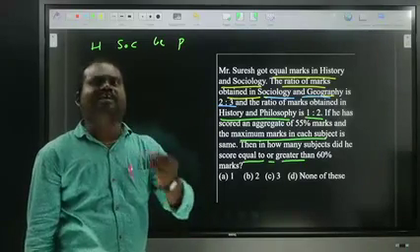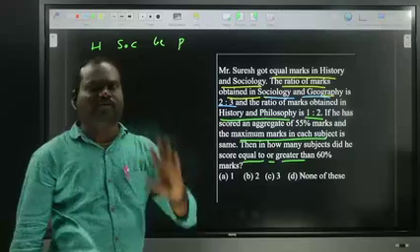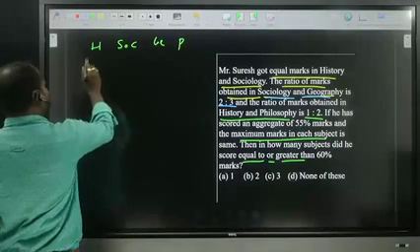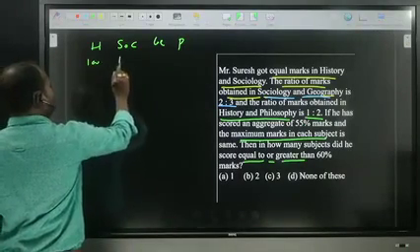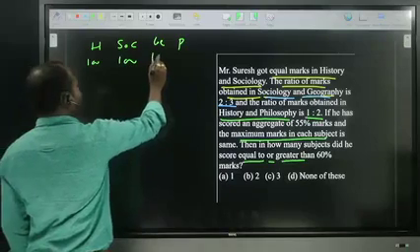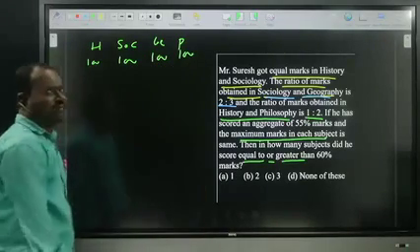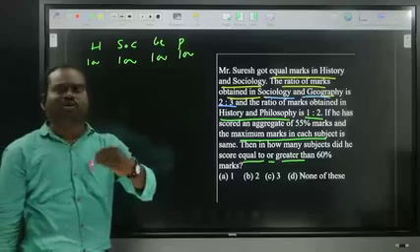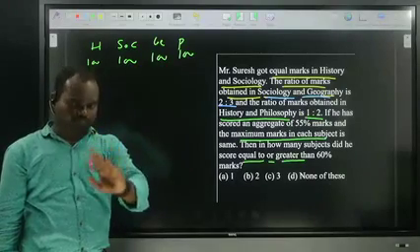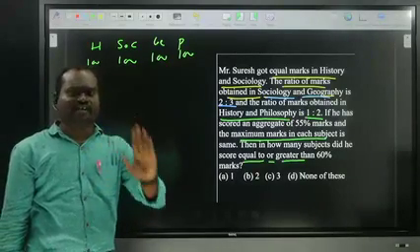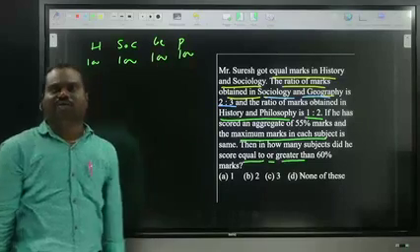Let us assume every subject is conducted for 100 marks. History 100 marks, sociology also 100 marks, geography also 100 marks, philosophy also 100 marks. We can assume any number as the maximum marks is the same. Every subject counts for 100, 100, 100, 100. Right. Now take the ratio.